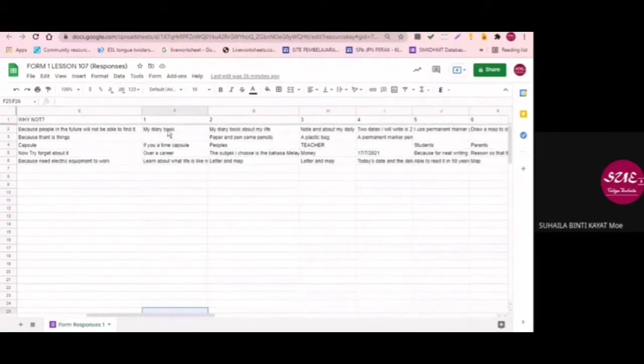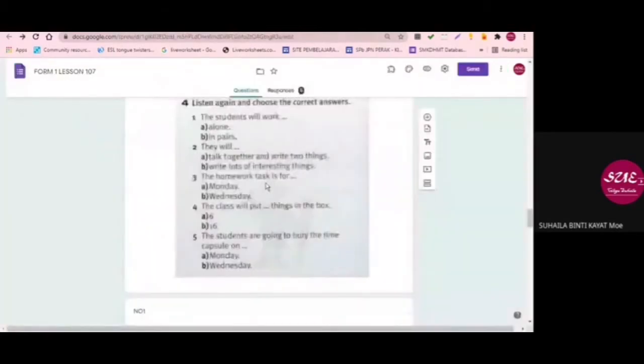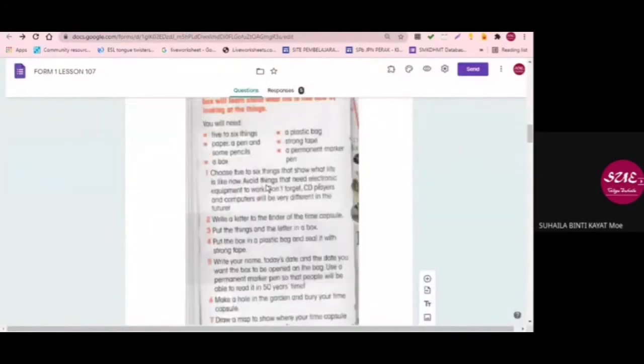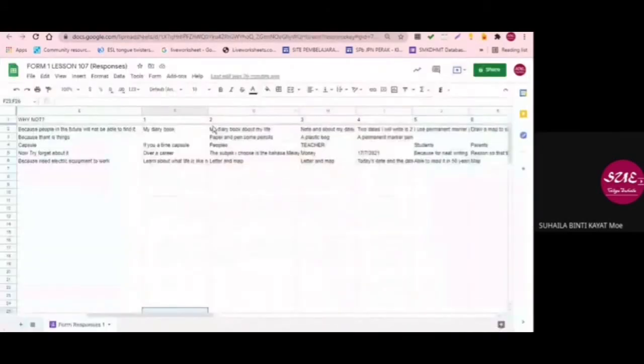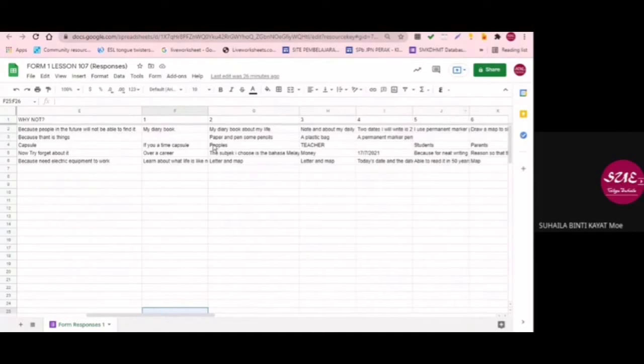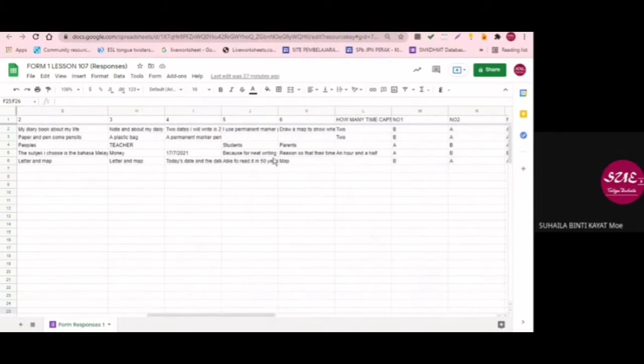Number 1, my diary book. Mana datang jawapan my diary book? Ada ke dalam teks ni diary book? Okay, lagi. My diary book about life. Notes and about my... Ni tak jawab soalan ni. Kemana tembak je. You see? Okay, ada letak teacher pun ada. Ni kenapa ada tarikh pula ni? Money. What is this? Okay, so semua salah.